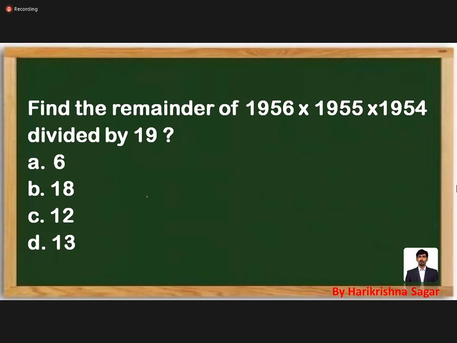So you can just understand 1956 will give a remainder of -1, -2, -3. -1 into -2 into -3 will give -6. So the remainder is -6. A remainder cannot be negative. To convert into positive, you can do 19 minus 6. Mark it as 13, available as option D.